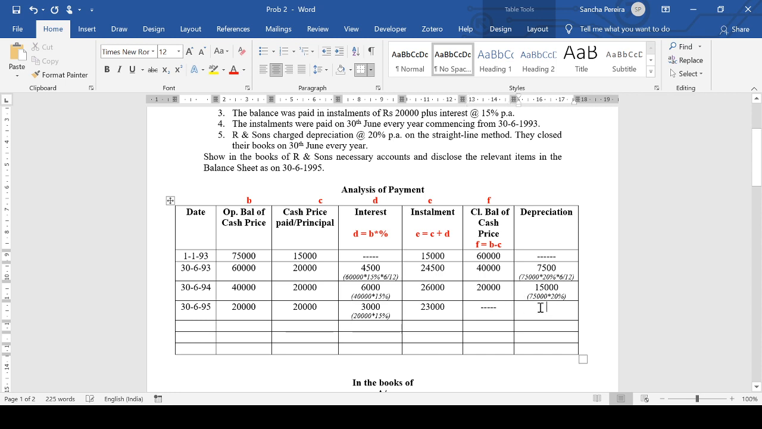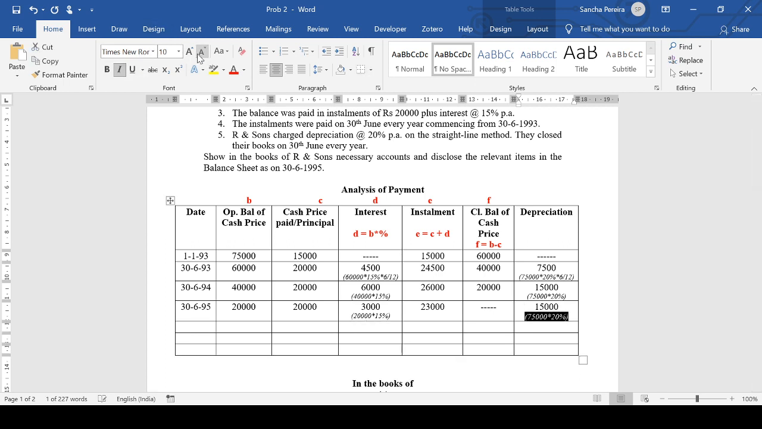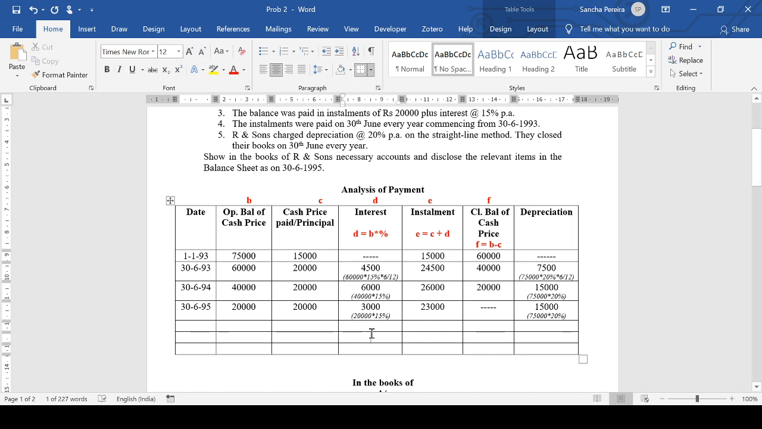And the depreciation here, since we have used the asset, is again 75,000 into 20%, which is going to be 15,000. The same thing, because it's for the full year again. Just to get these totals, the total here is 75,000. The total here is 13,500, and the total here is 88,500.